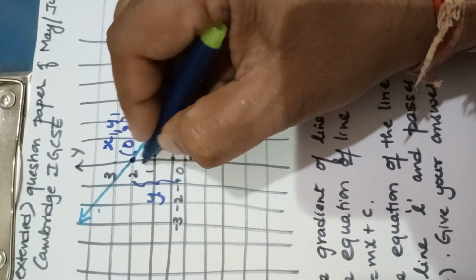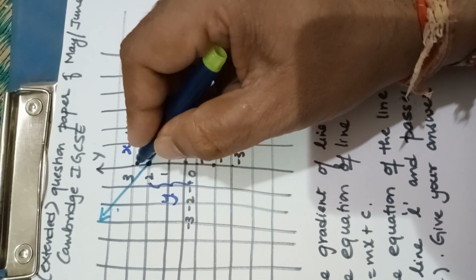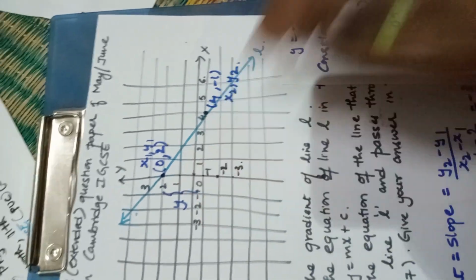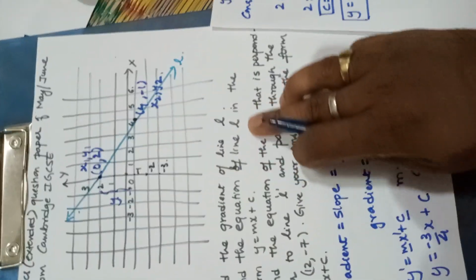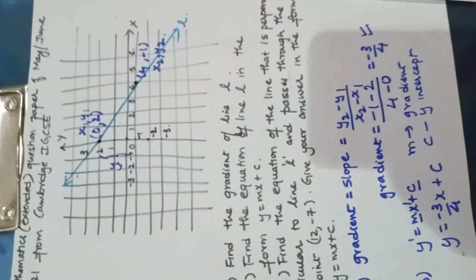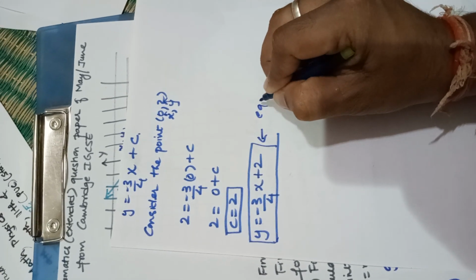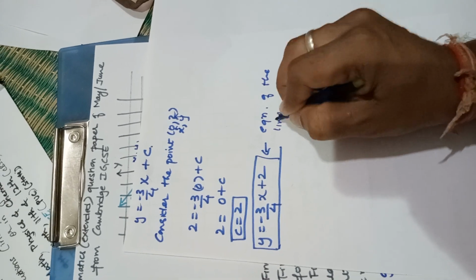Another way is from the graph itself, as I told you, by seeing how far this line is on the y-axis from the origin. It is 2 units. So in this way also we can say c is equal to 2 units. As I said, c represents the y-intercept. So did we answer the second question? Find the equation of the line in the form y is equal to mx plus c. Yes, this is the equation of the line.